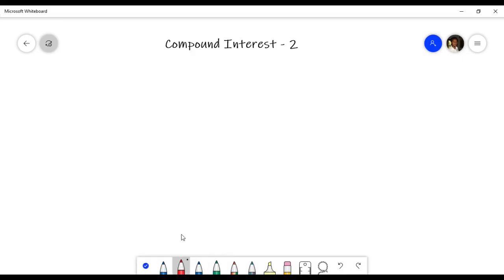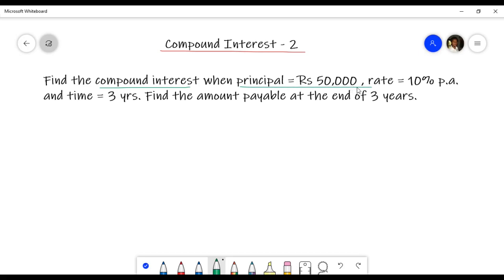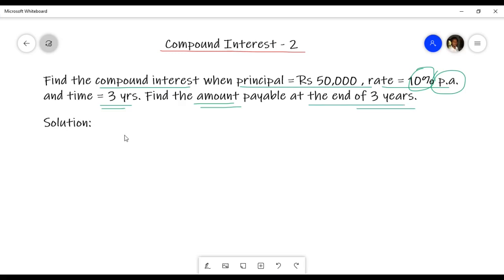We're studying the chapter compound interest. We will see one of the problems. The question is there in front of you. Find the compound interest when principal is equal to rupees 50,000, rate is 10% per annum, and time is 3 years. We also have to find the amount that is payable at the end of 3 years.